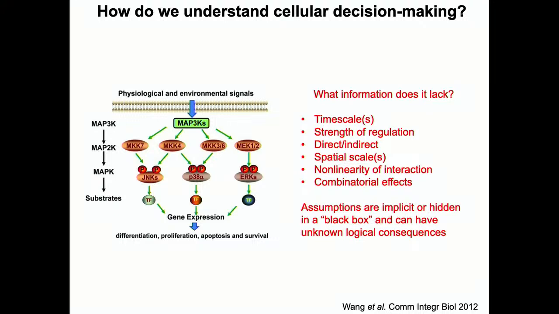Are they happening in the same part of the cell? Are there spatial components involved? Is it direct? Is it indirect? What happens if you have two inputs coming on the same node? Is it an AND gate? Is it an OR gate? Is it a more complicated function than that? None of that information is present here.